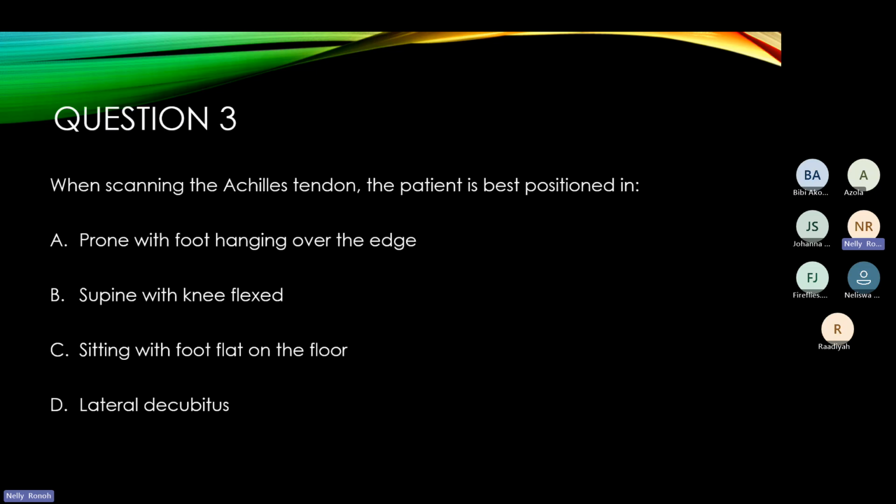So the next question is, when scanning the Achilles tendon, in which position is the patient best positioned? I think it's in a prone position, foot hanging over the edge. Yes, that is good, so that you're able to compare. You can actually see an Achilles tendon that is ruptured just by looking, even without putting the probe, because they would appear different. They are not able to do the dorsiflexion, which is what should be helping them.